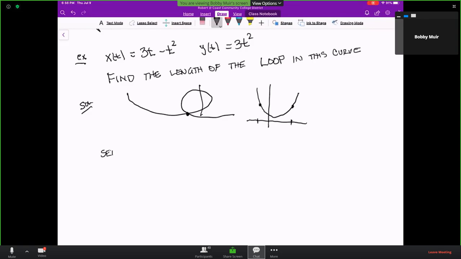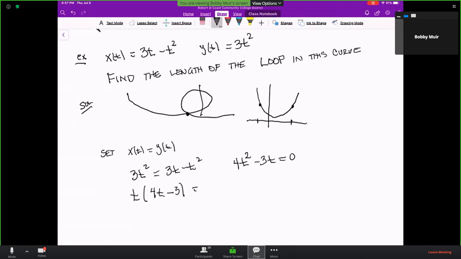If we were to set x of t equal to y of t, now we can figure out how that is. 3t squared equals 3t minus t squared. And that would be 4t squared minus 3t equals zero, right? And if I factored a t out of that, it would give me t times 4t minus 3 equals 0. So that means that t can be 0 or t can be 3/4.